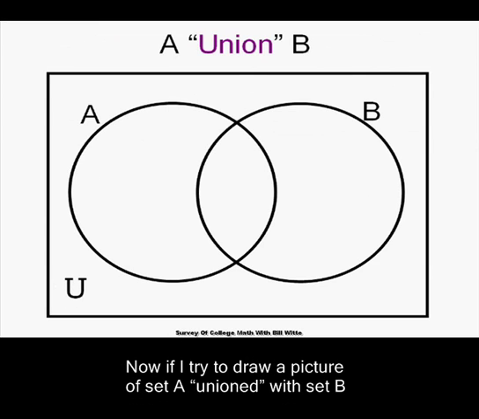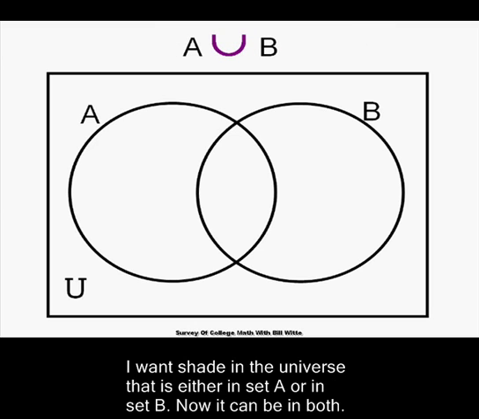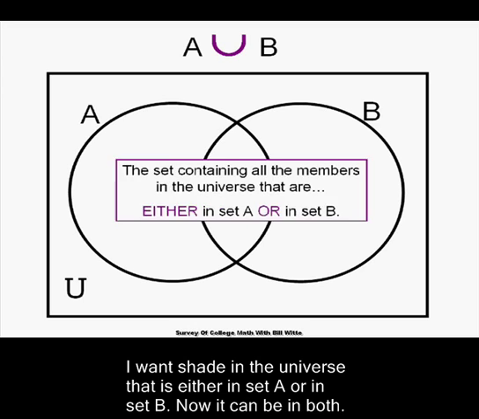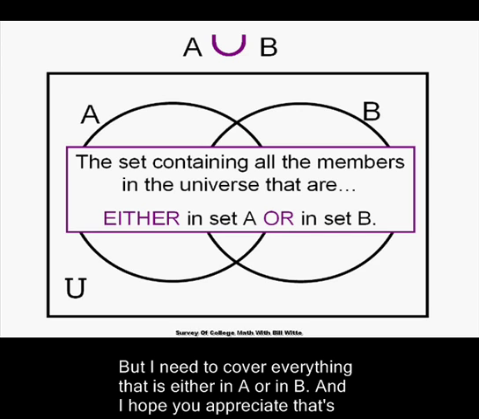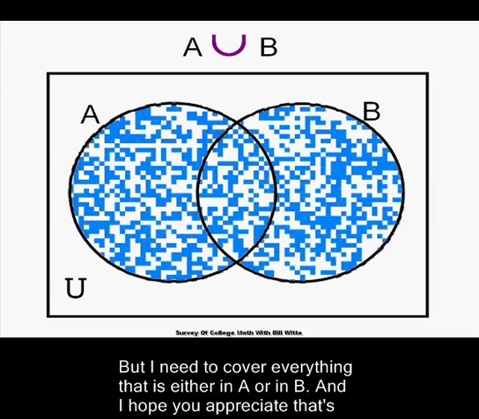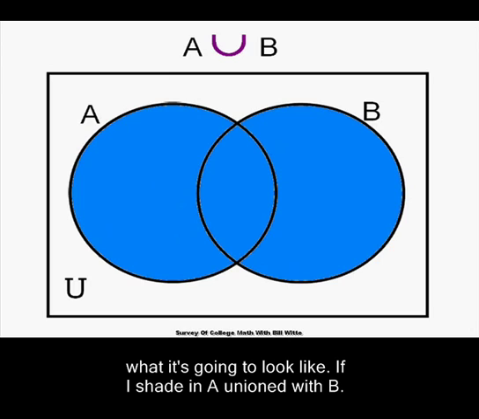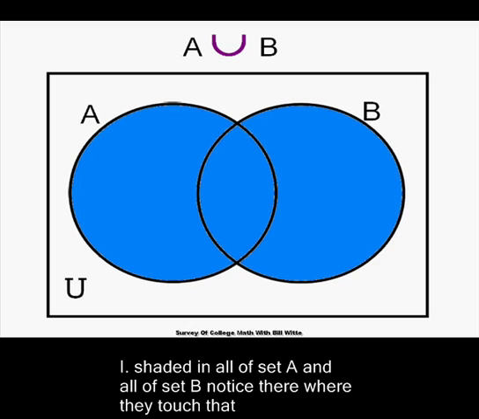Now if I try to draw a picture of A unioned with B, I want everything that's in A. A union B is everything in the universe that is either in set A or in set B. Now it can be in both. I didn't say anything about that. But either in A or in B. And that's what it's going to look like if I shade in A unioned with B. I shaded in all of A and all of B. And notice where they touch, I didn't shade it twice. So that's A unioned with B.